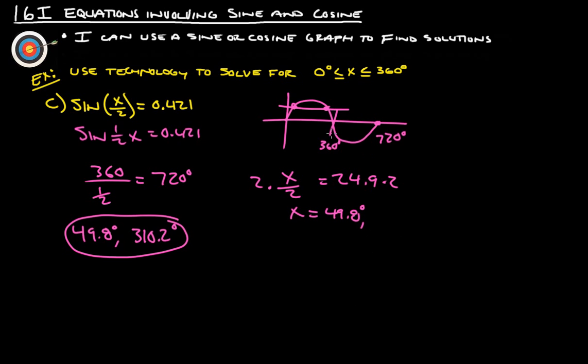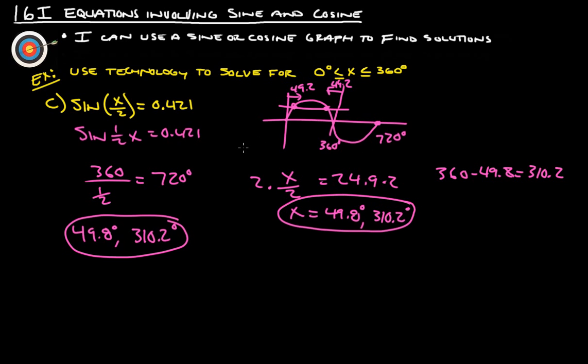And then to find the other one, since here's our little picture of our graph, we know that this is 49.8, so this distance from 360 back to this one is also 49.8. So to find the other one, we do 360 minus 49.8, and then we get 310.2 degrees, and that is the other one. And that's how to do it without the graphing calculator.